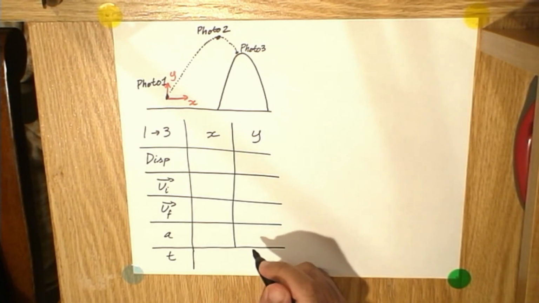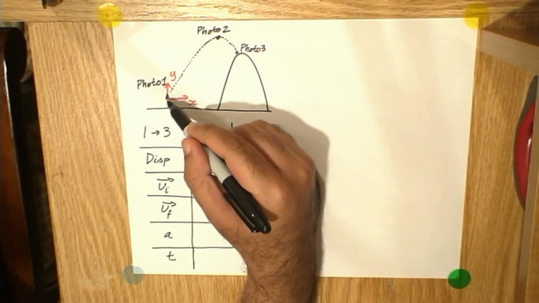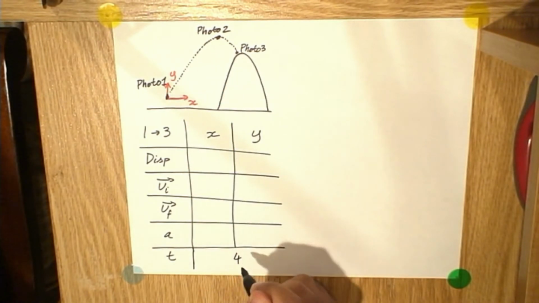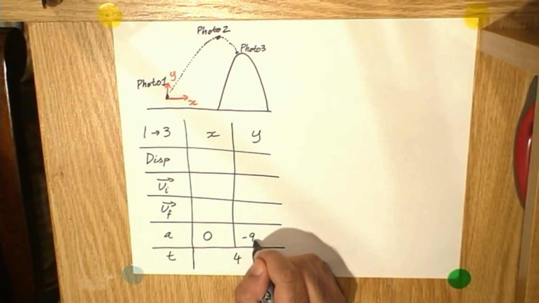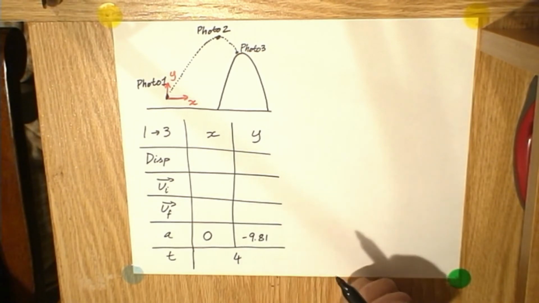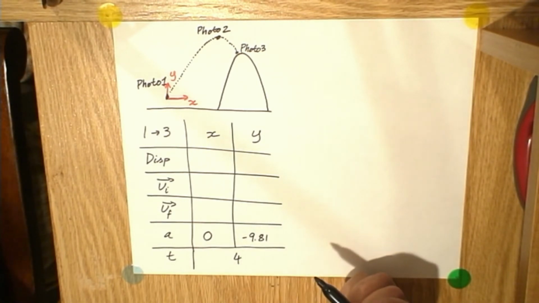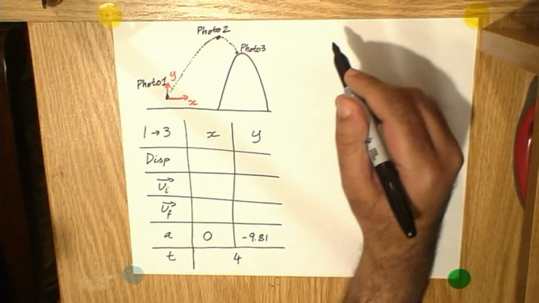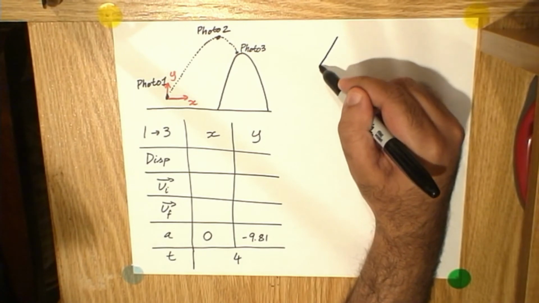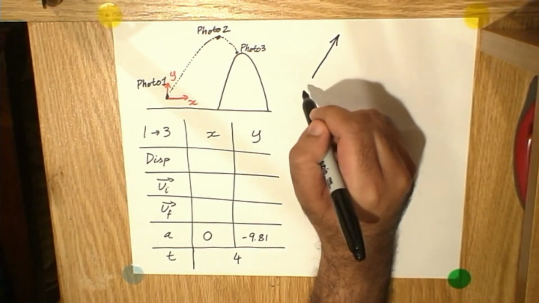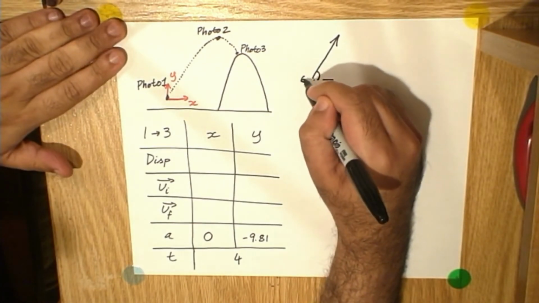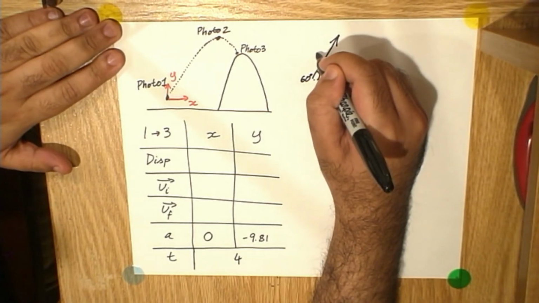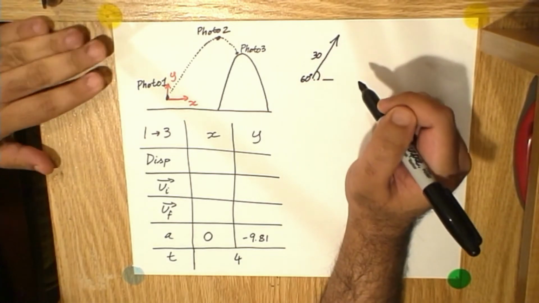Now, we were told that the time for the arrow to land is 4 minutes. The acceleration is 0 in x because it's in projectile motion, and negative 9.81 in y, again because it's in projectile motion. We were also told the initial velocity in polar. So we were shown that the arrow was launched something like this. So this angle here was 60 degrees, and the initial velocity in polar was 30 meters per second.